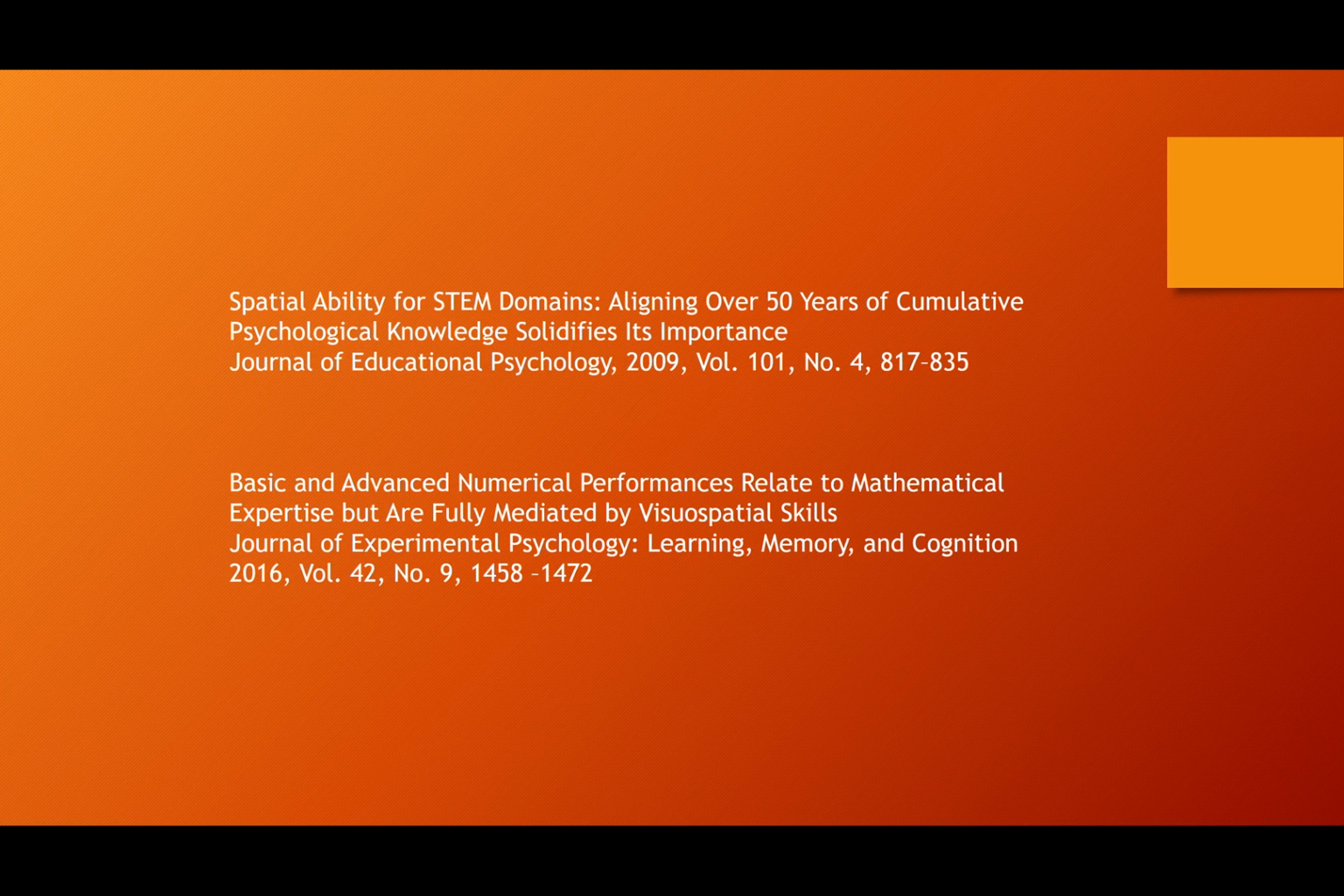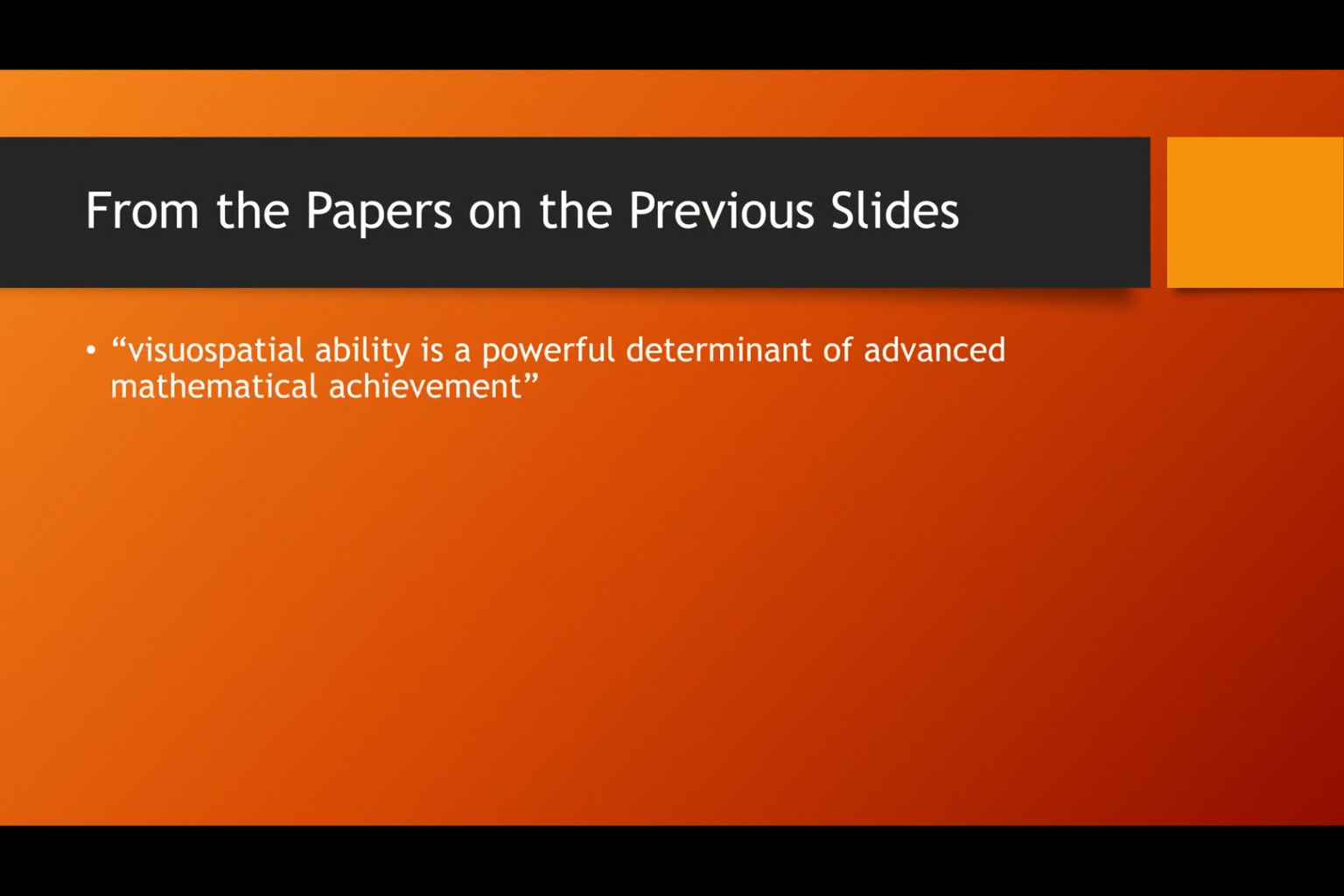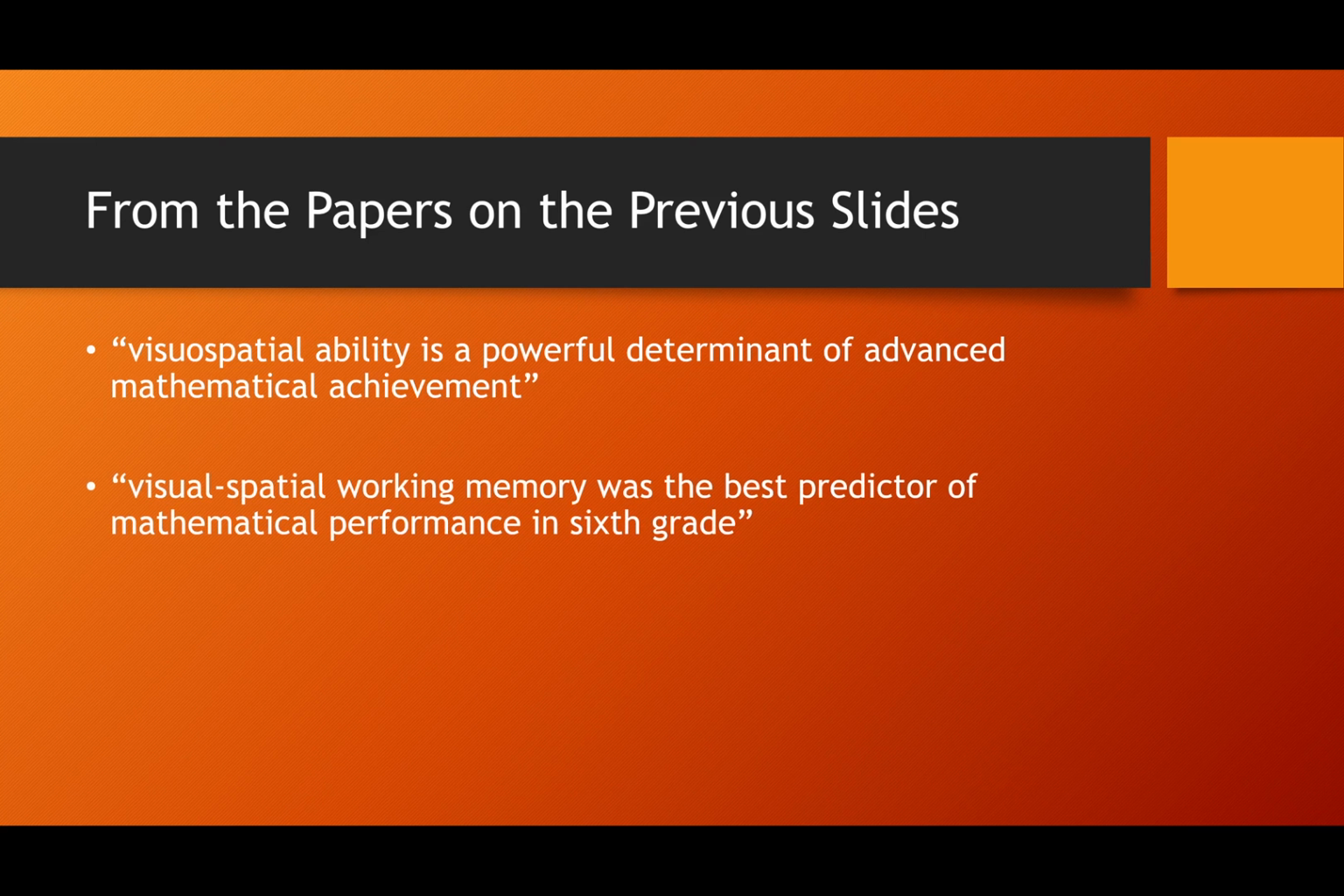This was a huge study that showed this. And also, it turns out that your mathematical thinking is grounded in visual stuff, in the visual part of your brain. So highlighting from those kinds of papers, and there's a bunch out there, visual spatial ability is a powerful determinant of advanced mathematical achievement. Visual spatial working memory was the best predictor of mathematical performance in 6th grade. And it can be developed through the visual arts. And it's engaging. You can say Minecraft and 3D printing.